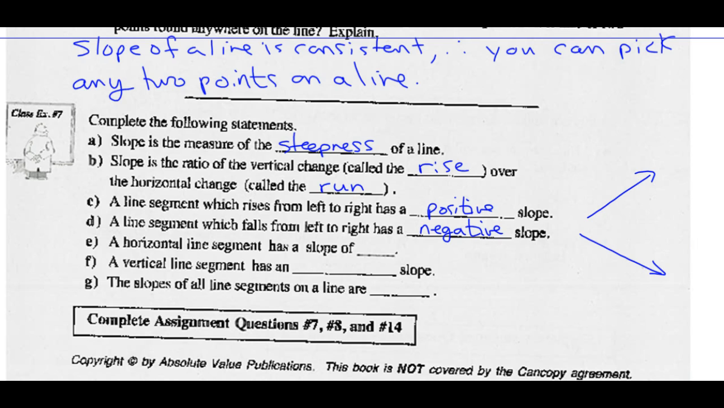A horizontal line segment like this has no steepness, so there is no rise, but there's lots of run. That has a slope of 0. And a vertical line segment, which would look like this, has a lot of rise, but no run. So we're dividing by 0. Anytime you divide by 0, you get an undefined statement. So the slope is undefined if you have a vertical line segment. The slopes of all line segments on a line are equal. The slope of a line is consistent, so it doesn't matter where on the line you pick points to figure out the slope, it will work.